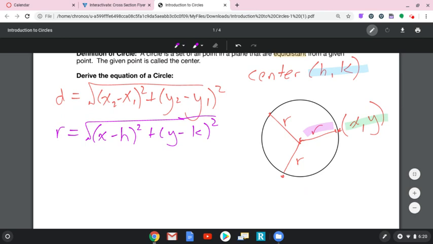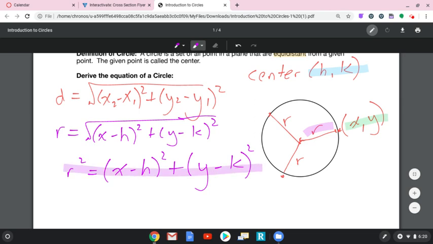To get rid of a square root, I do an inverse operation. The inverse of square rooting something is squaring it. So I'm going to square both sides, to get r squared is equivalent to (x minus h) squared plus (y minus k) squared. This here, guys, this is the equation of my circle.